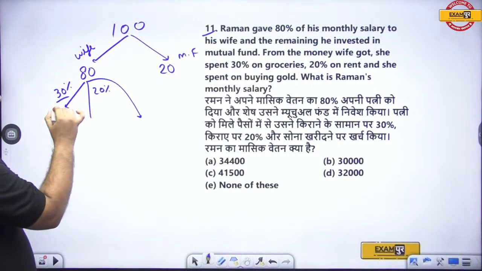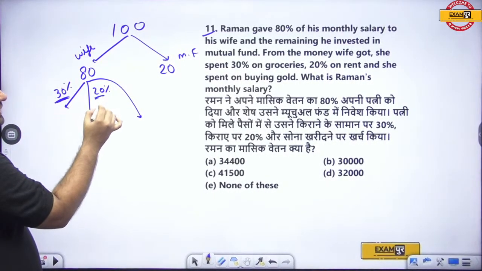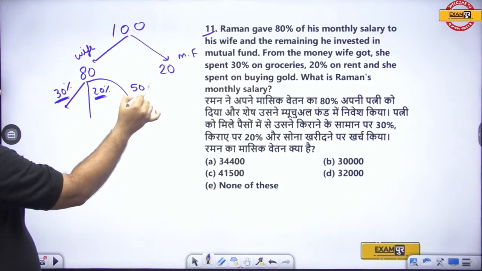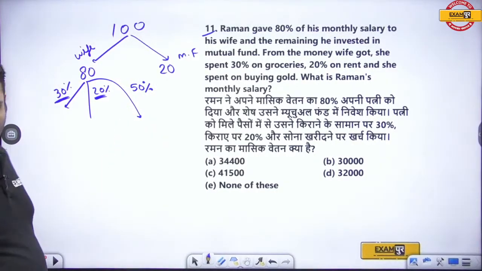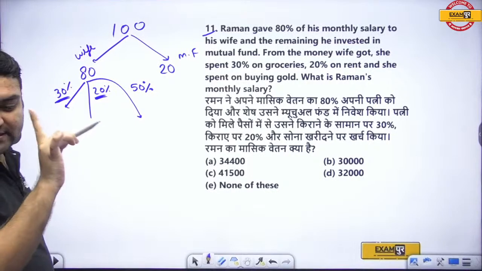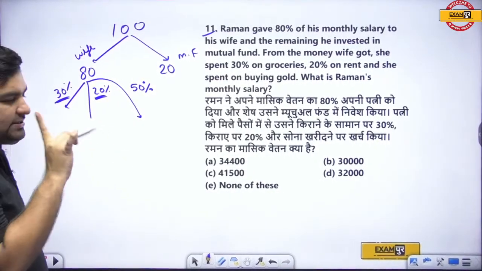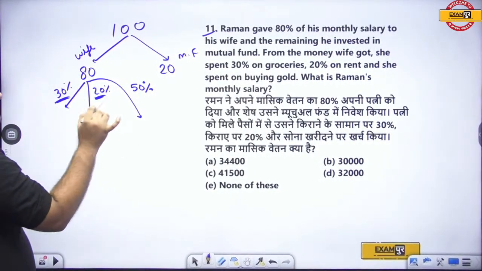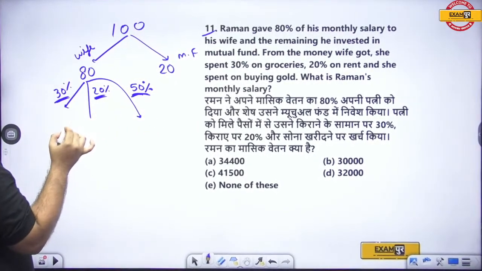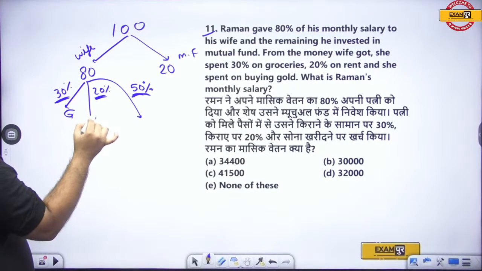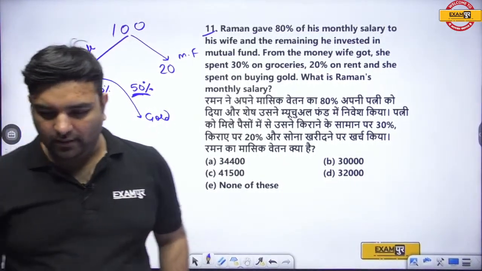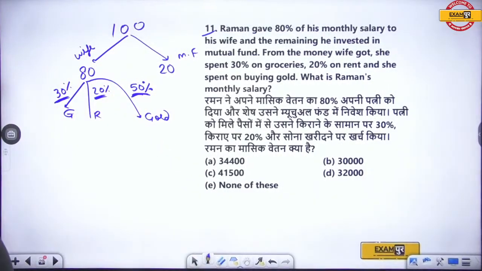Guys, 30% is spent on groceries, 20% is spent on rent. So can I say 50% of 80 is spent on gold? Now, what is the step I have taken? The step I have taken is I have not calculated these values. I have directly written this as 50% of 80. This is the time saving what we have done.